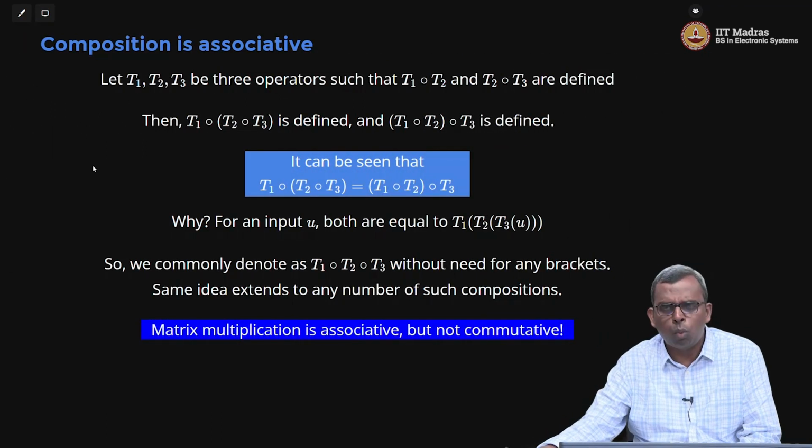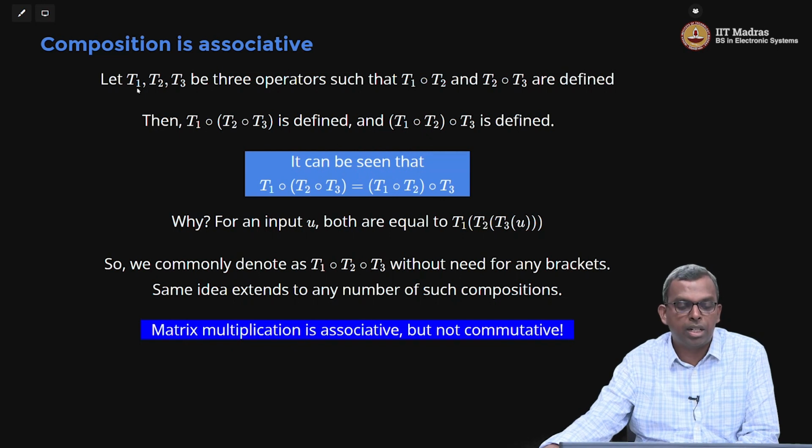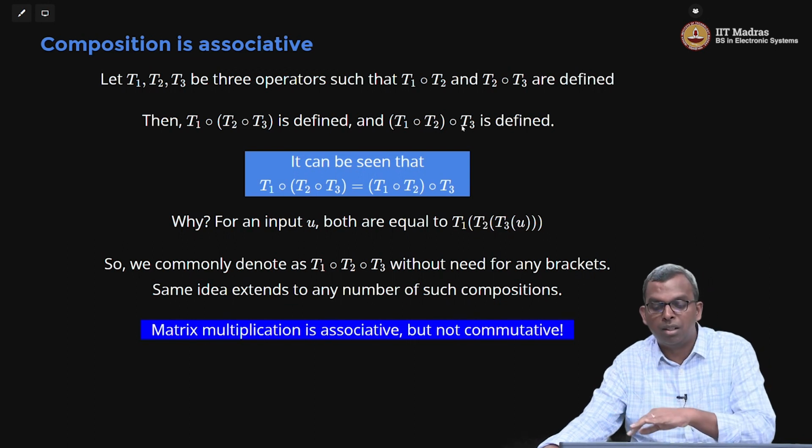So one interesting property of composition is that it's associative. What is associative? If you have T1, T2, T3 being three operators, you can define T1 composed with T2, T2 composed with T3. Let's say these two are well defined. Then it turns out T1 composed with T2 composed with T3 is defined, and T1 composed with T2 composed with T3 is also defined.